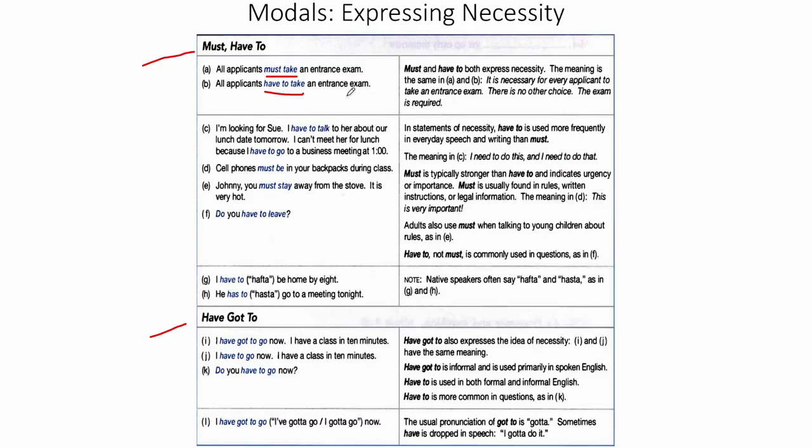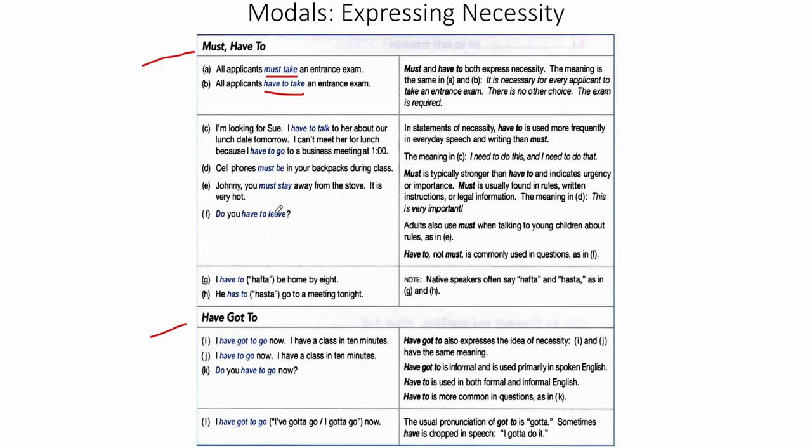It is very necessary for the applicant to take an entrance exam, as in this first example. There is no other choice for the person, and the exam is a requirement. In both examples, the exam is a requirement that the applicant can't escape. Then we have: I am looking for Sue. I have to talk to her about a lunch date tomorrow. I can't meet her for lunch because I have to go to a business meeting at 1 o'clock.